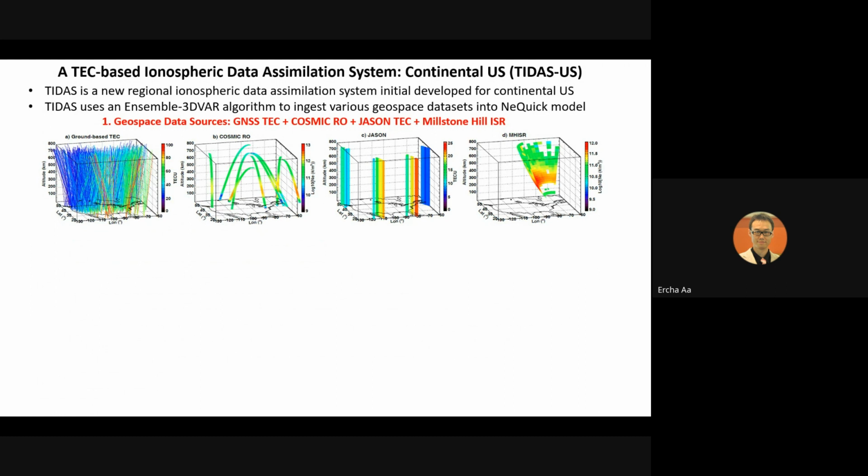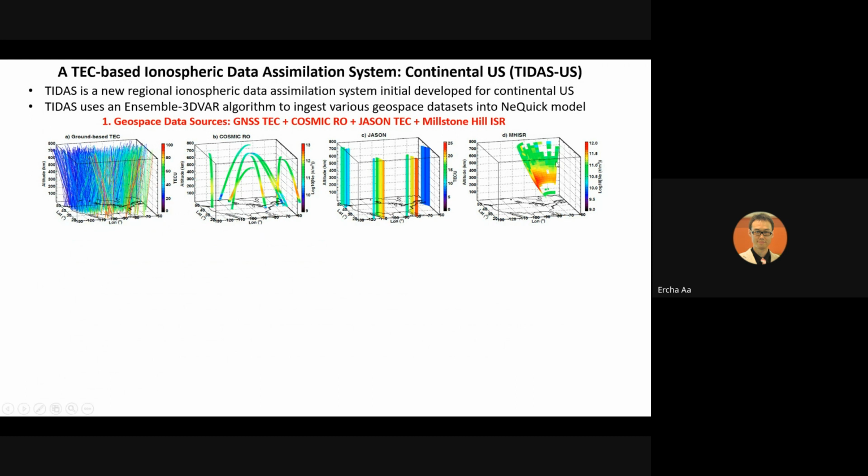And the second reason is that we usually observe some large-scale ionospheric electron density gradients, the mid-latitude gradient structures, for example, the storm-enhanced density plume. So we need to better specify these gradient structures. So we developed TIDAS over this region.